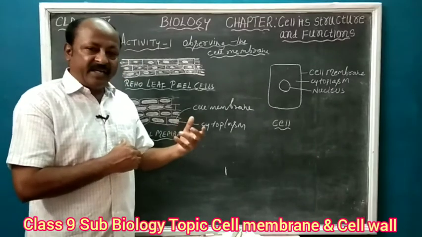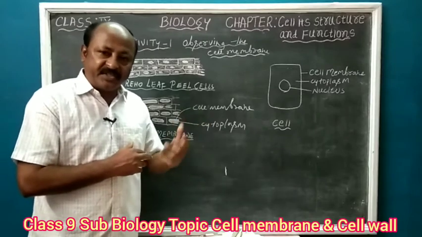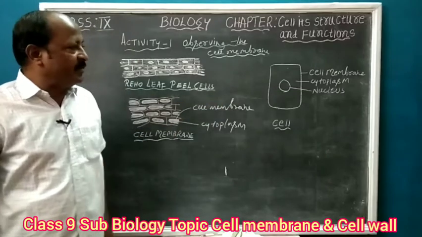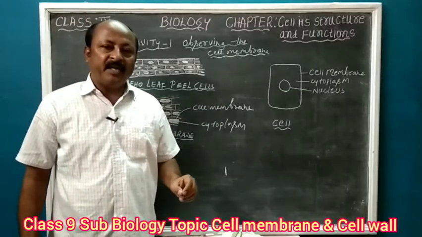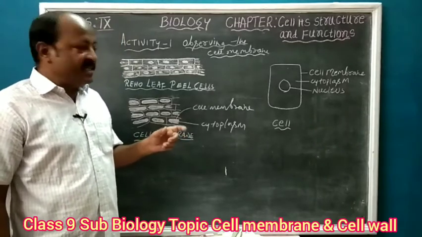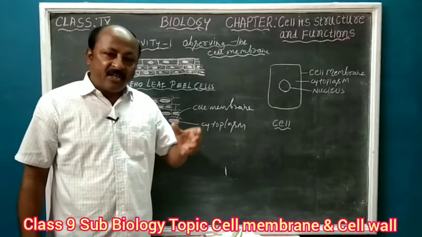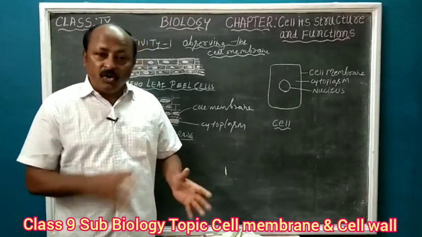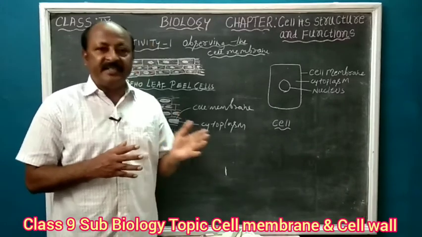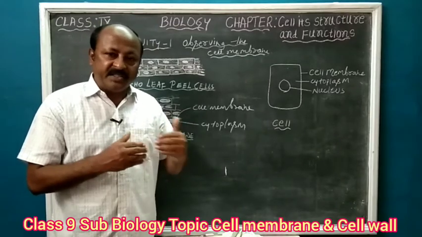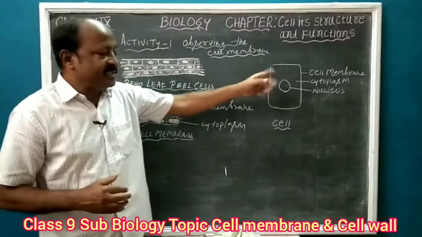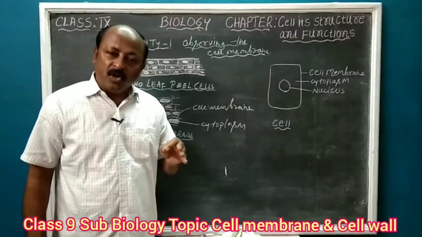That means the cell membrane is very selective in the substances which enter or exit the cell. So we can call this cell membrane a selectively permeable membrane. This selective nature of the cell membrane helps in controlling the substances which enter into the cell and which exit the cell. That is, the exchange of substances between the cell and the external environment is maintained with the help of the cell membrane.